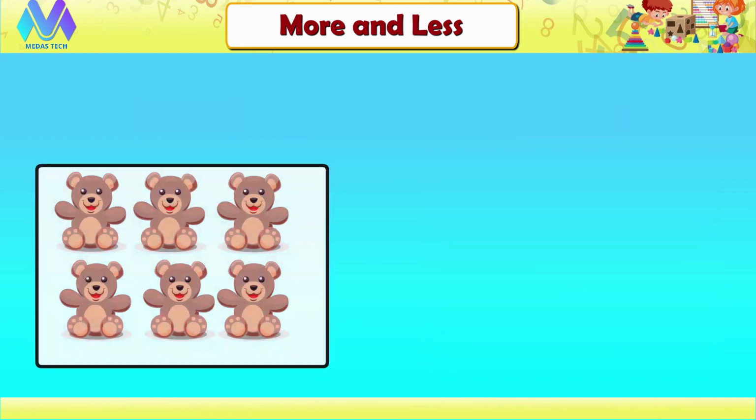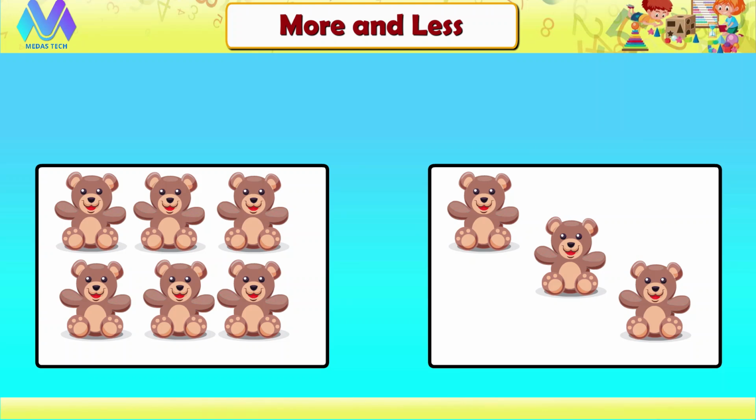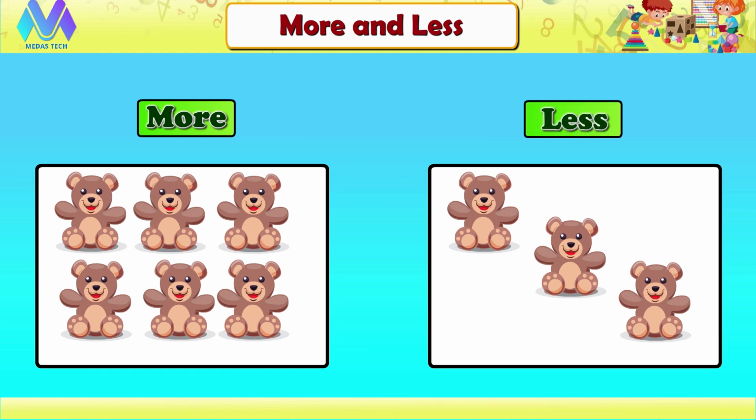Now let's see the third one. Here some teddies are there. So if you see the first circle, the quantity is more. So this is more. And the second circle, the quantity is less. Less teddies are there. So it is less.